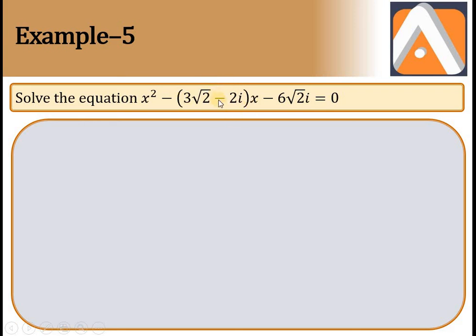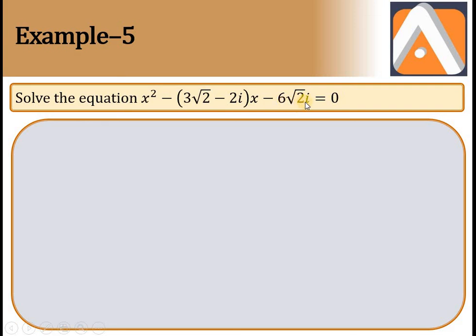So you will study deeply in the complex number chapter. But here just remember, wherever i is involved, they are called complex numbers. The standard form of a complex number is a plus ib. a is a real number, b is a real number, i is iota. Okay, minus 6 root 2 i.